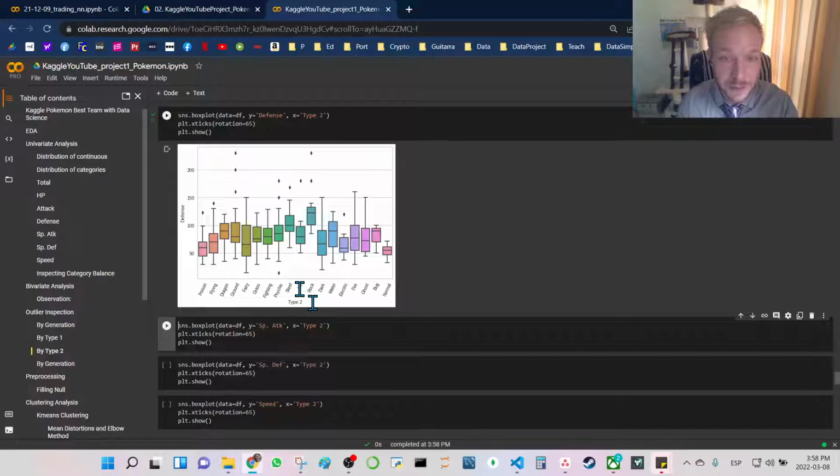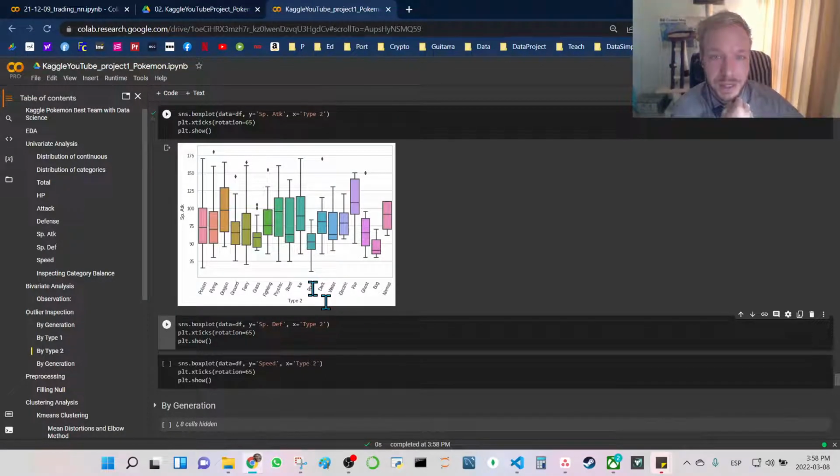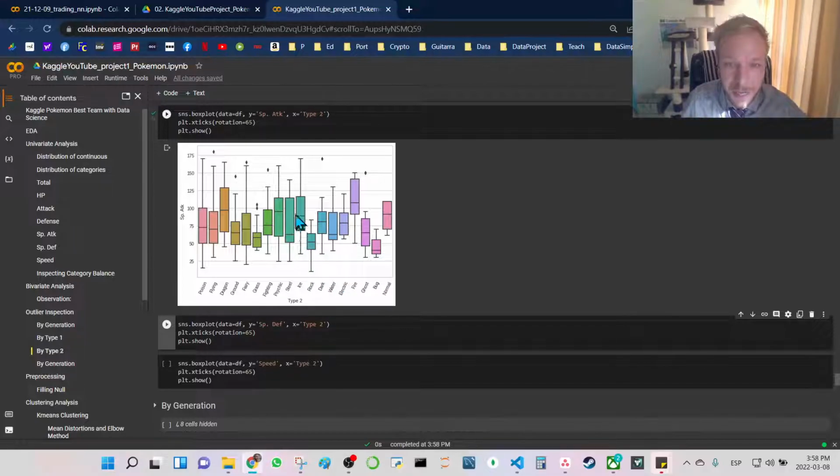In terms of type 2 in defense, we have more consistent outliers on the upside, but notably we have an outlier on the lower side of the psychic Pokemon type 2. The secondary type is psychic. We have a very low outlier over here, so something to be conscious of when you're building your Pokemon team. And we see the special attack in terms of type 2. Not as many outliers here, it's kind of inconsistent across the board, with fewer outliers. So every type seems to have a vastly different distribution for their special attack.